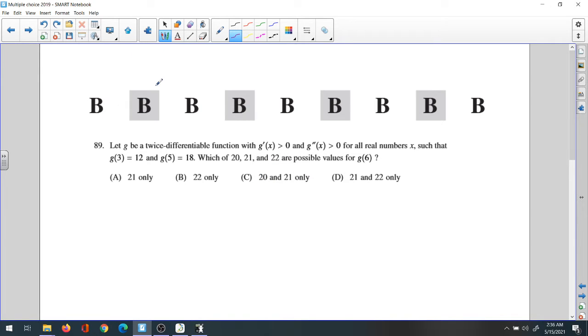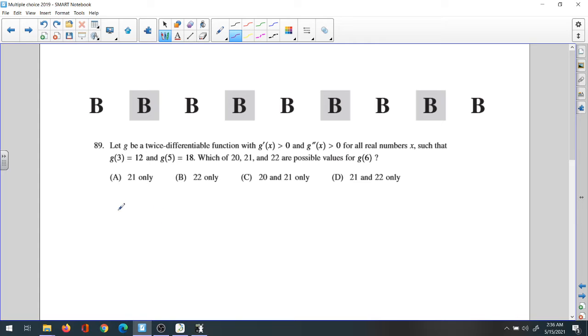Question 89. Let g be a twice differentiable function with g prime of x greater than 0 and g double prime of x greater than 0 for all real numbers, such that g of 3 equals 12 and g of 5 equals 18. The first derivative is positive and the second derivative is positive. So we have 2 points here, (3, 12) and (5, 18). Which of 20, 21, 22 are possible values of g of 6?